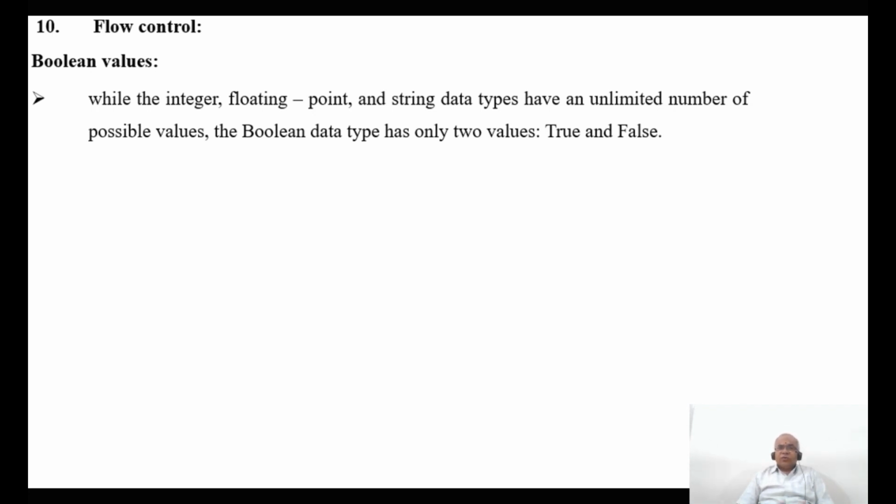Similarly, a number with a decimal point is a floating point number, where there also you have an unlimited number of values. Similarly, with the string data type, you can have A to Z in uppercase or lowercase, any combination of characters, and it can be an unlimited number. But with a Boolean data type, you will always have only two values: one is true and the other is false.